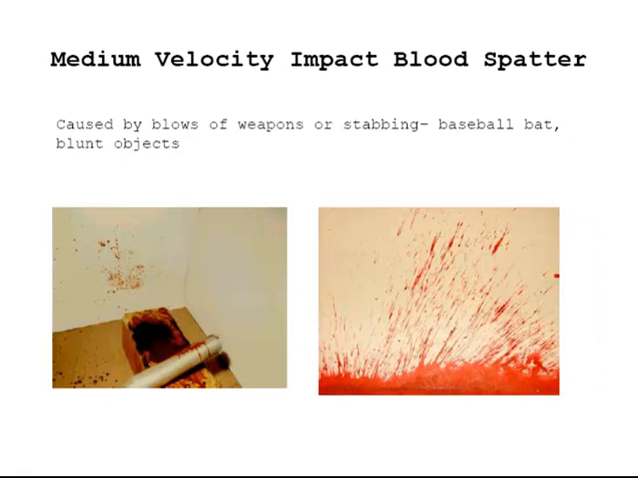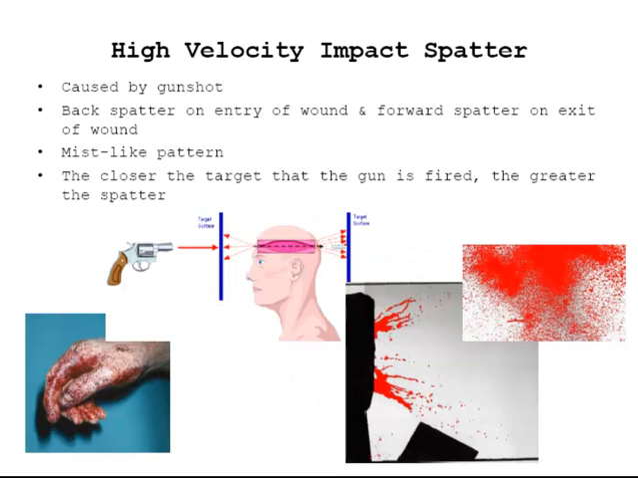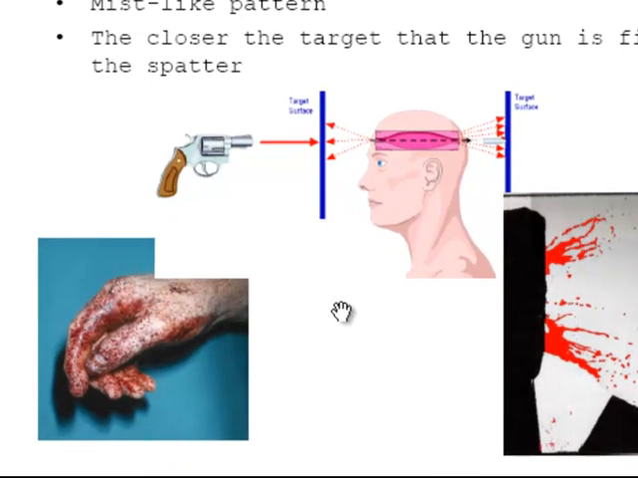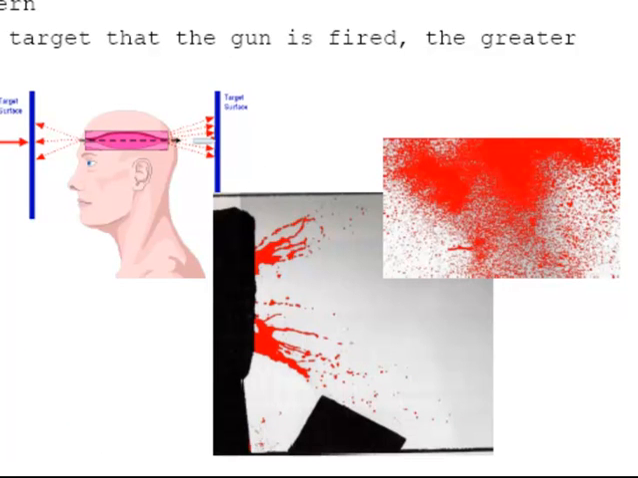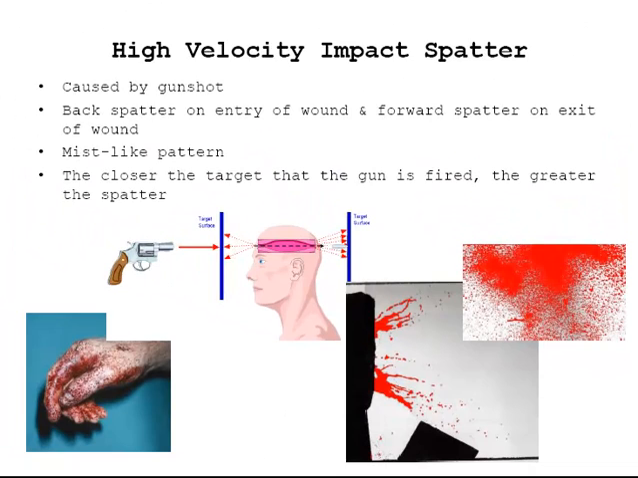Medium velocity impact blood spatter is caused by blows of weapons or stabbing. High velocity impact spatter is created by gunshot, which causes two types of spatters. It creates a back spatter on the entrance of the wound and a forward spatter on the exit of the wound. The forward spatter also creates a mist-like pattern.